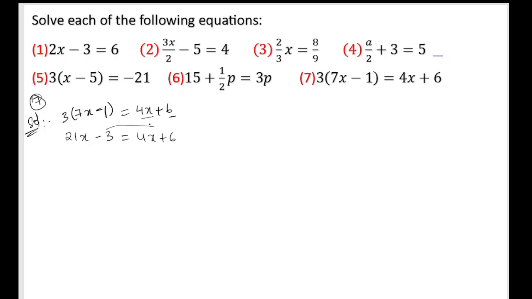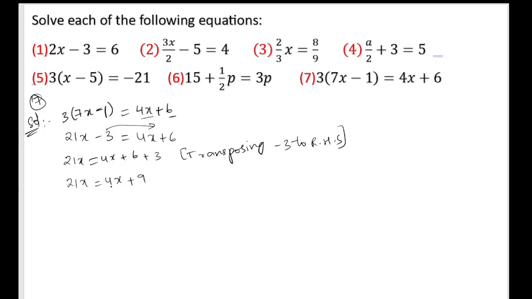Next, transpose this minus 3 to that side. So you will get 21x is equals to 4x plus 6 plus 3. Transposing minus 3 to RHS. So we have got 21x is equals to 4x plus 6 plus 3 is 9. Next, I want to remove this 4x. For that, we need to send this 4x to LHS. So we will get 21x minus 4x is equals to 9.